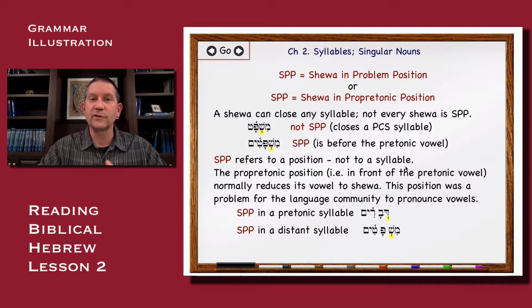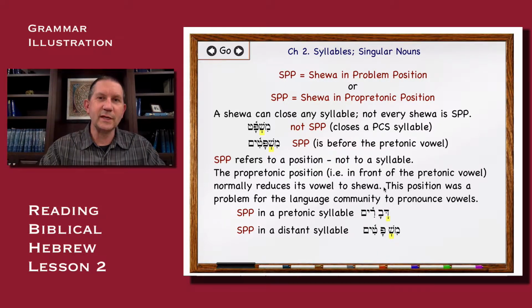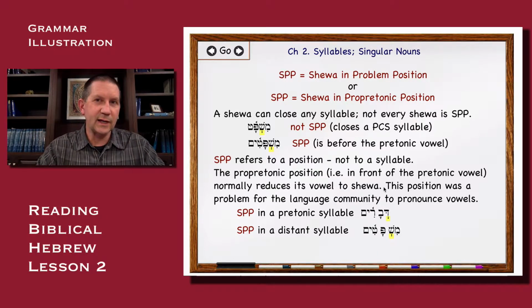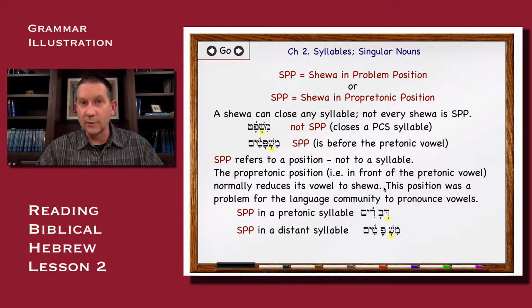SPP refers to a position, not a syllable. The propretonic position normally reduces its vowel to a shava. So for the language community, they just had a regular habit of reducing any vowel that's normally in that spot all the way down to a shava. And that's why Rabbi Dr. Yerushalmi, from whom I get the title, would call it shava in problem position. It's a problem for the speaking community to keep the vowel there.